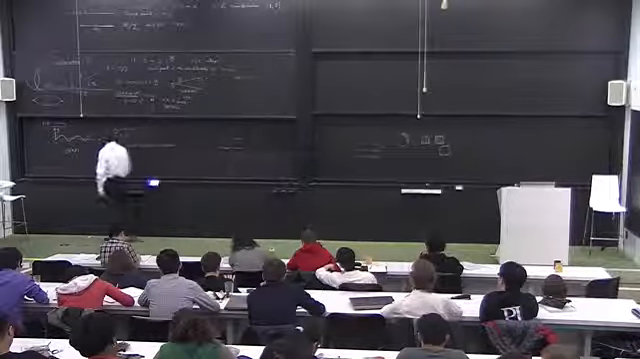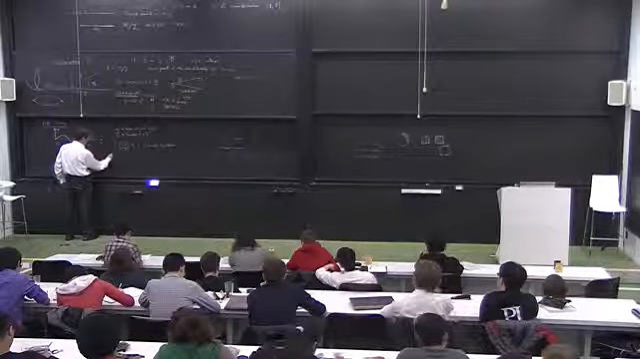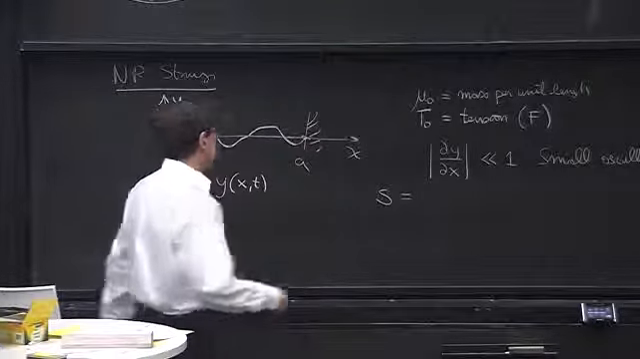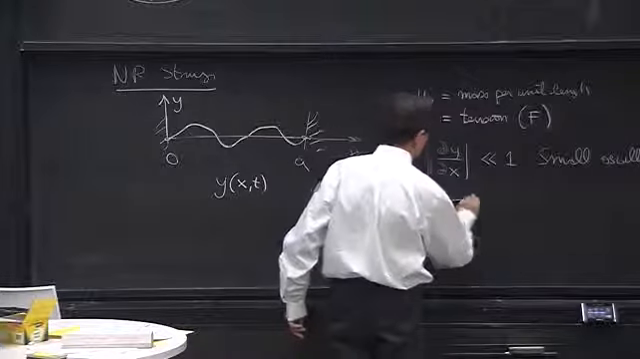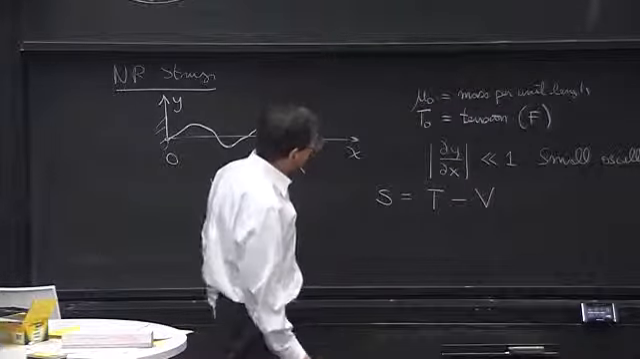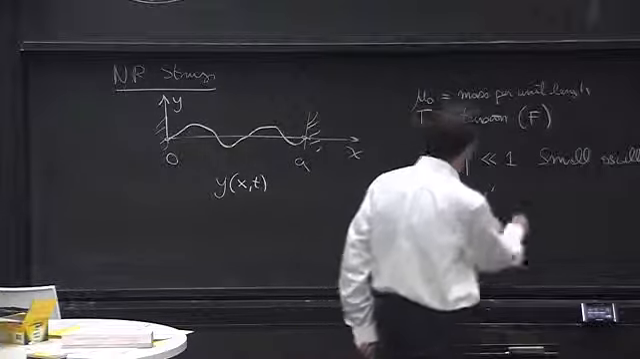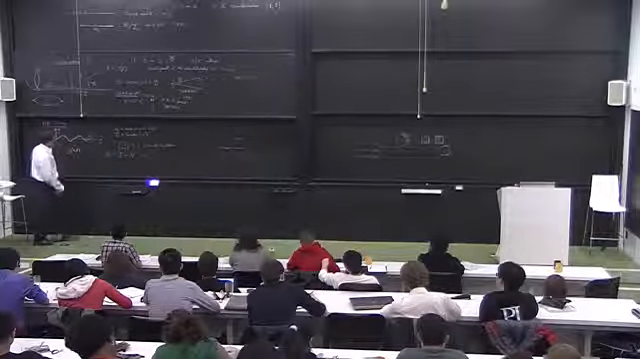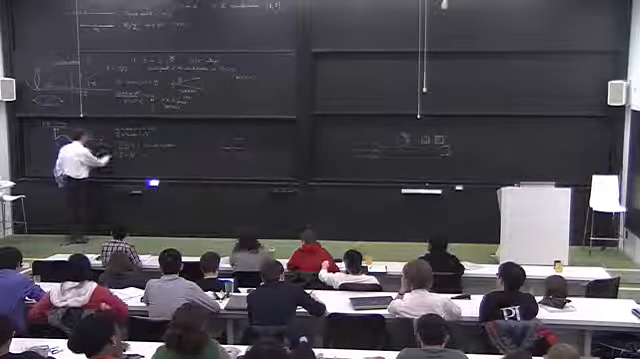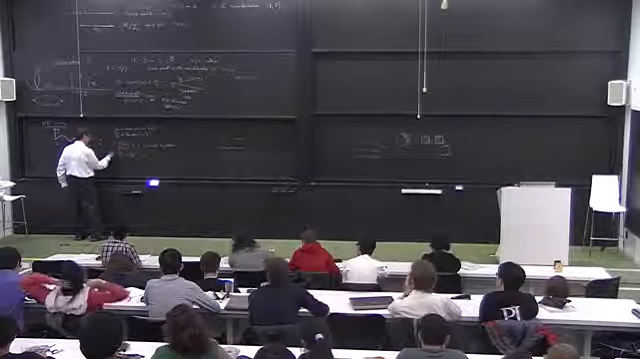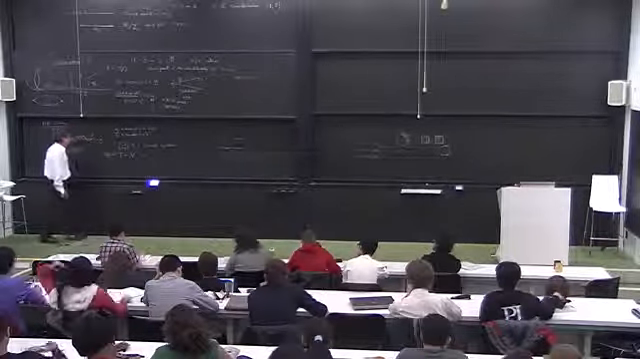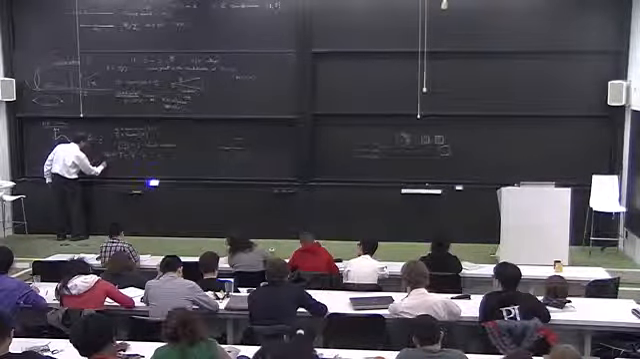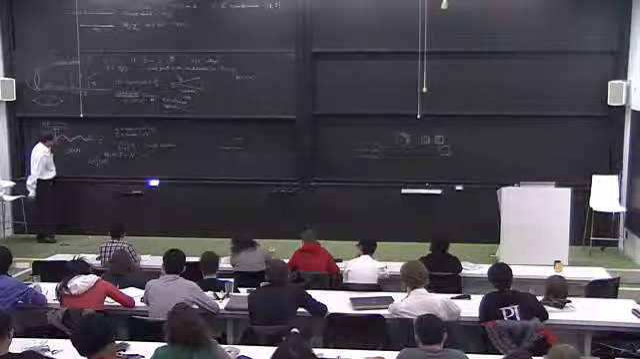Now I want to write an action for this thing, and the action is the kinetic energy minus the potential energy. I'm sorry, I'm being very imprecise. The Lagrangian is the kinetic energy minus the potential energy. The action is the integral of the Lagrangian with respect to time. So we're trying to write the Lagrangian.